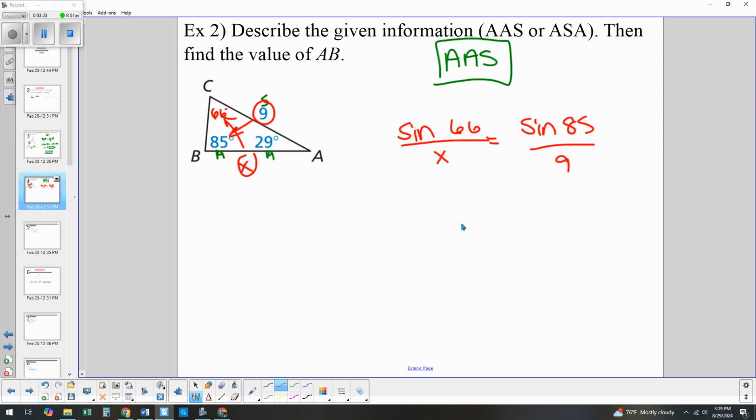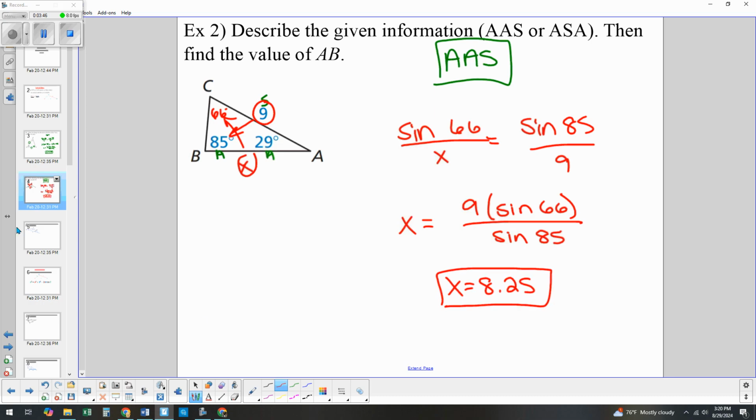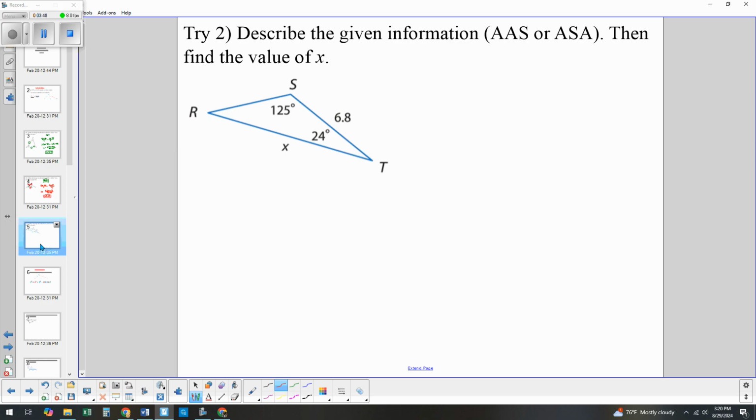I'm going to cross multiply here, and I'm going to end up with x equals 9 times sine of 66 divided by sine of 85. I skipped a step there. So 9 times sine of 66 divided by sine of 85, and we get 8.25. So here's one for you to try. Pause if you'd like. Answers are posted online.